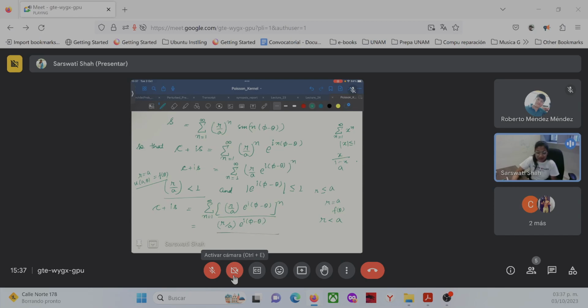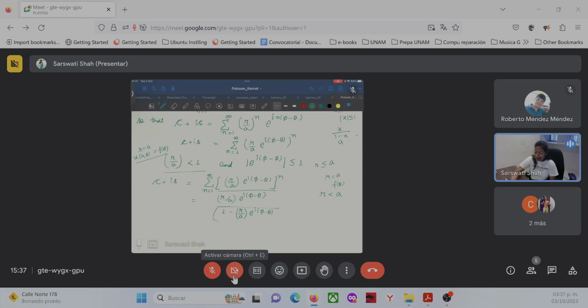Can you see that it is using a lot of trigonometrical and real expressions? So you need to be very careful because you are going to do the same thing for the cylindrical flow. So just be careful. Now what I am doing, I am multiplying by 1 minus r over a e to the power minus iota phi minus theta and dividing it.